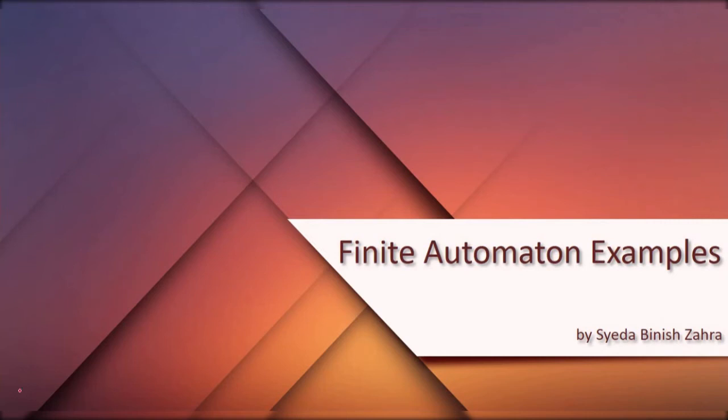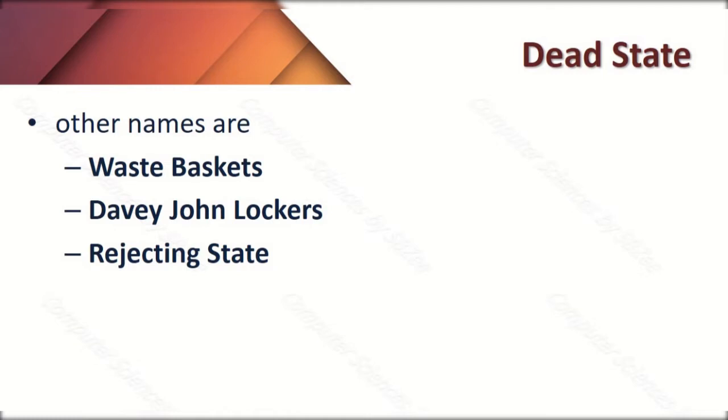Let's start with the concept of dead state. Some other names of dead states are waste buckets, Davy Jones lockers, and rejecting states. When a transition enters this state, there is no way to leave it. And once there is no way to leave it, there is no choice to reach an accept state.